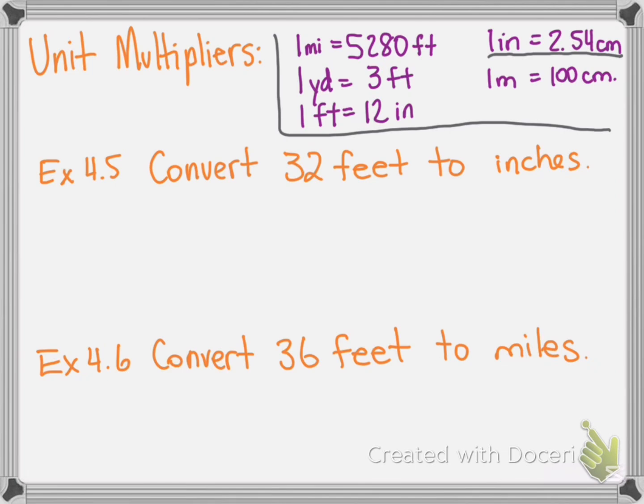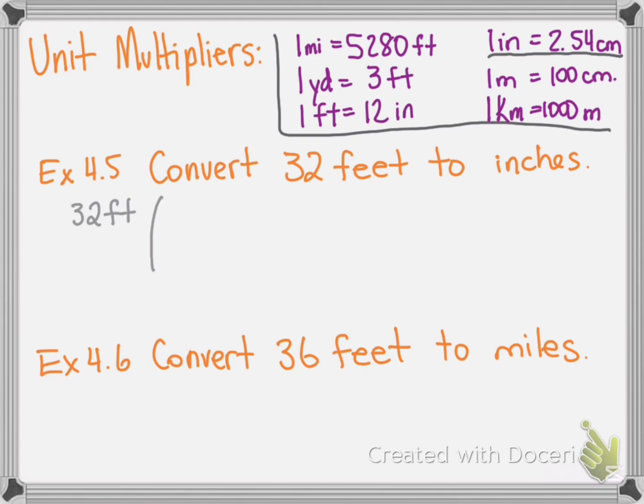We can also include here the kilometer. 1 kilometer equals 1,000 meters. So that's a good one also to have there. Okay, so let's remember how we do this process. Very easy if you do it in the right way. So it says convert 32 feet to inches. So we're going to start by putting the number here that we are working with, 32 feet.